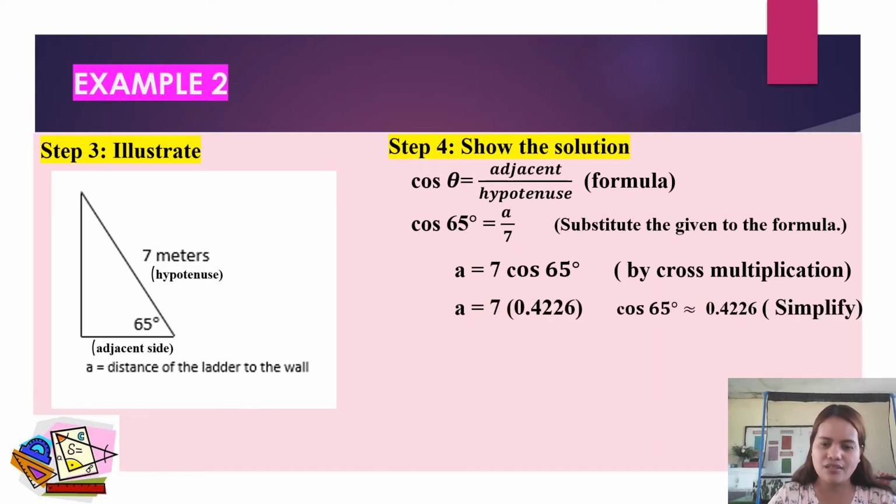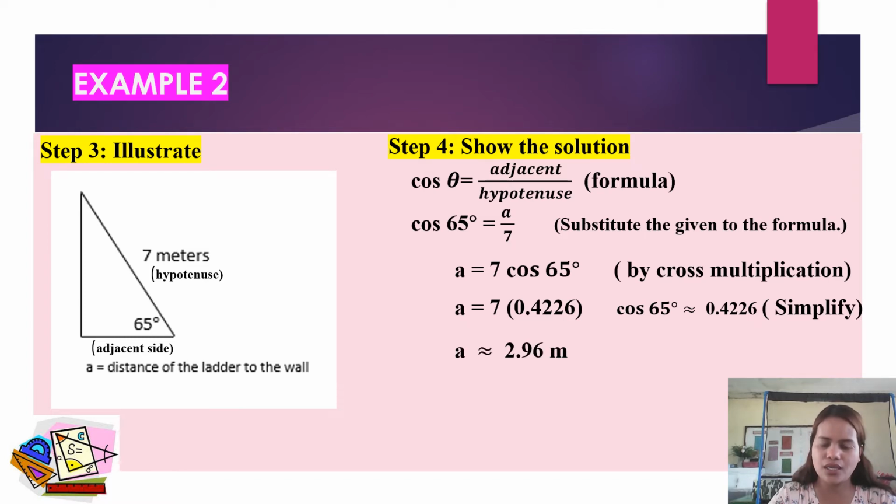A is 7 times 0.4226. Saan galing yung 0.4226 na yan? Okay, by the use of calculator. So, given na yung cosine 65. Pero yung meron ng scientific calculator, you can press 7 cosine 65 degrees.